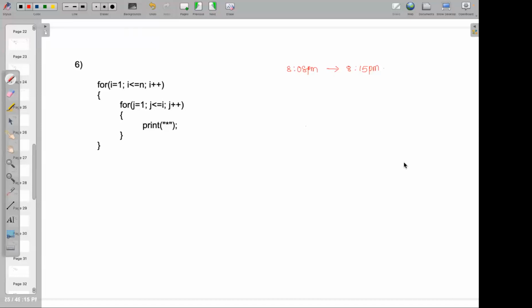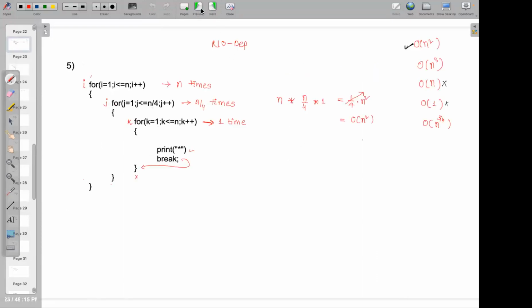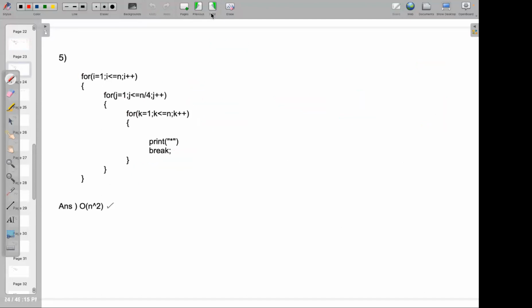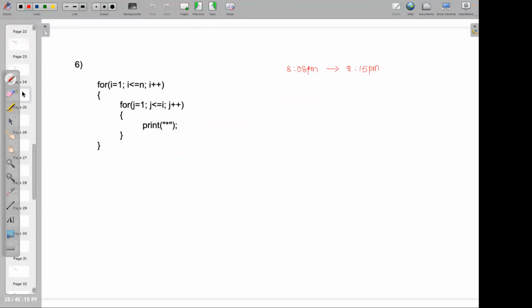Okay. Now from now onwards, the new type will start, friends. That is dependency model. Okay. See, no dependency will be very easy. Just by seeing itself, we can say the answer. But dependency is not like that. We should be very careful while solving. Okay. Let me tell you dependency problems. Please see everyone here how I am solving this.